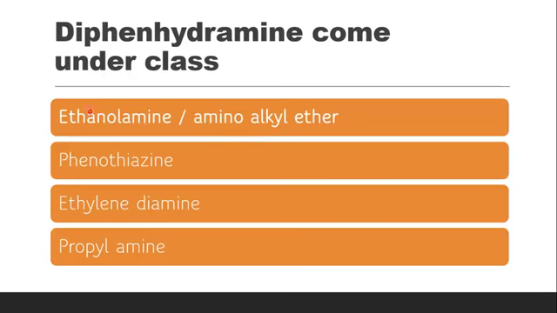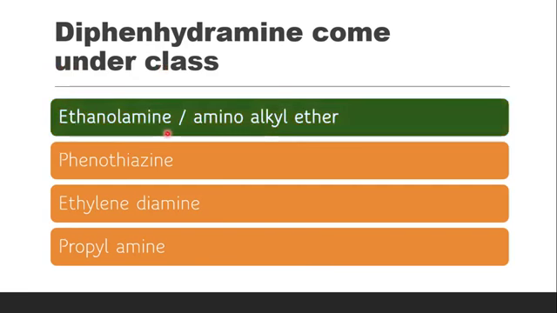there are various classes such as H1 receptor blockers, H2 receptor blockers. In H1 receptor blockers there are two subclasses, first generation and second generation. Now from the first generation, diphenhydramine is there and the class is ethanolamines. The ethanolamines class is also known as amino alkyl ether class.